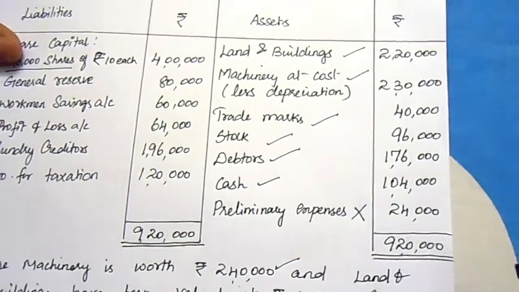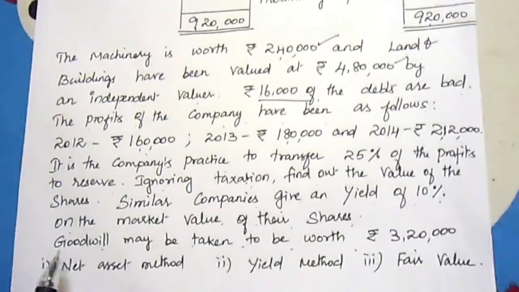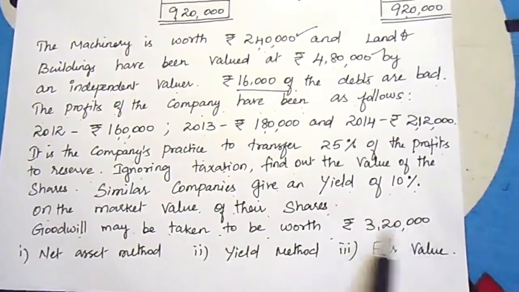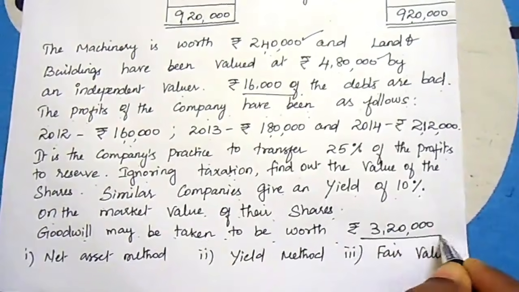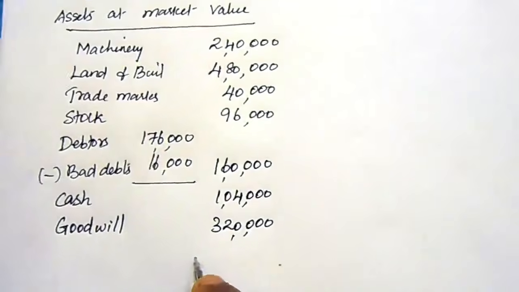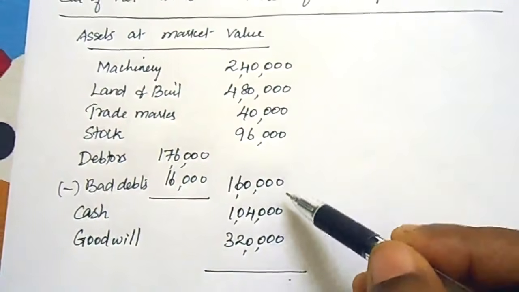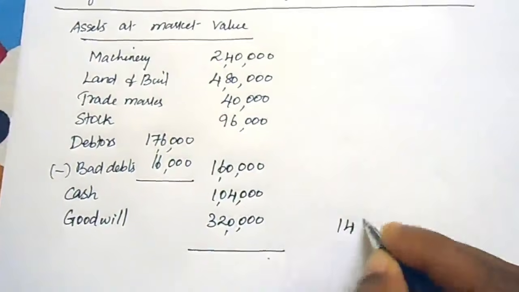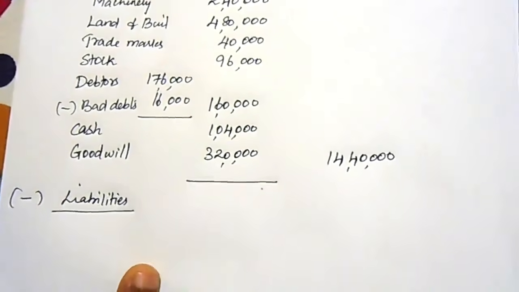Now look at the adjustment if there is any other asset which is given in the adjustment. Look at the last point. Goodwill may be taken to be worth 3,20,000. This amount is not given on the asset side, but it is valued at 3,20,000, so you can take it into calculation. Goodwill 3,20,000. Now find the total asset. 2,40,000 plus 4,80,000 plus 40,000 plus 96,000 plus 1,60,000 plus 1,04,000 plus 3,20,000. What is the total asset? 14,40,000. Enter in the outer column.